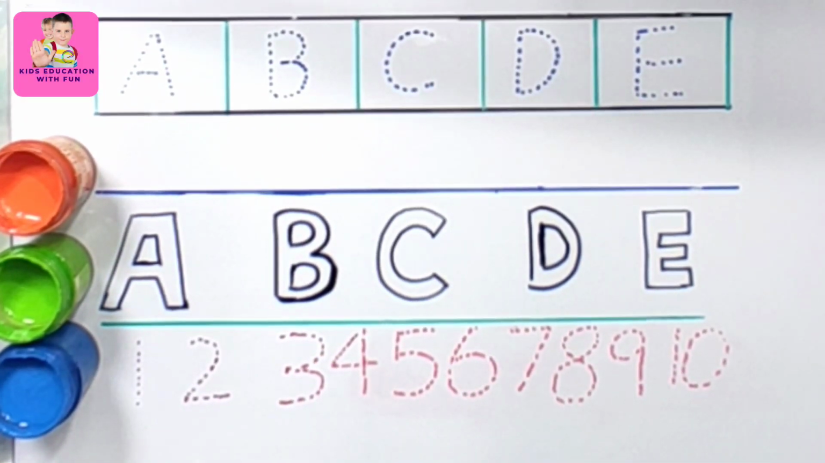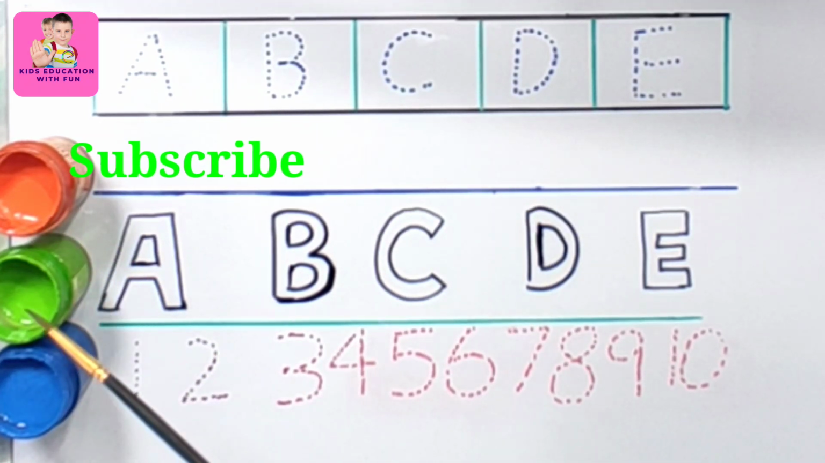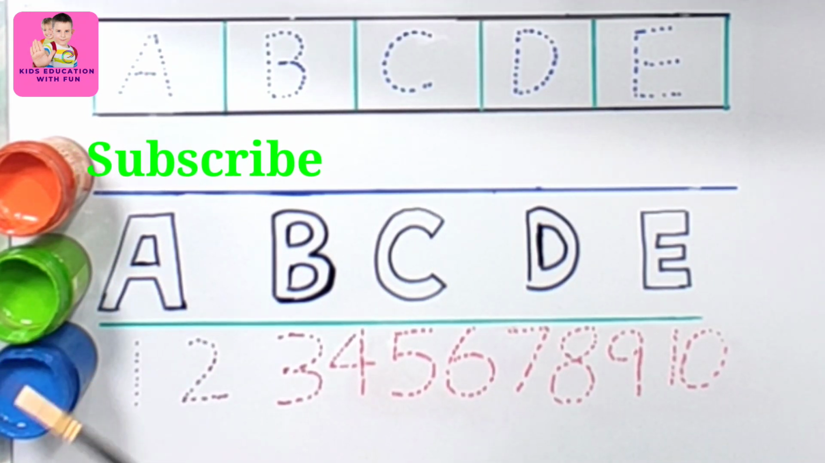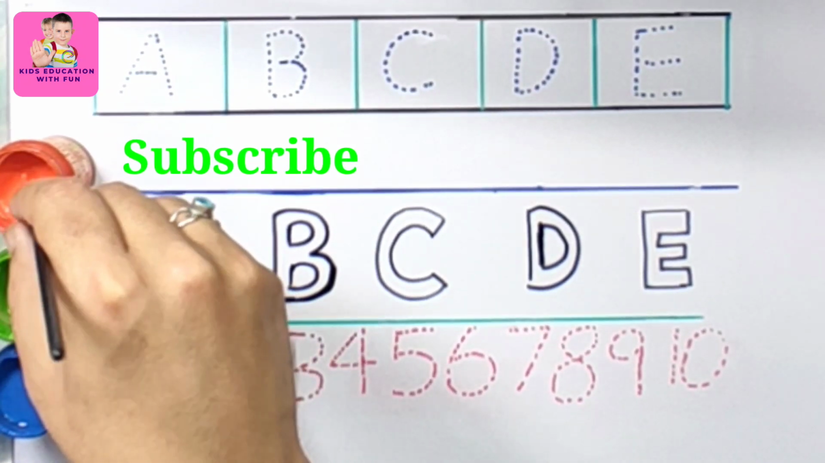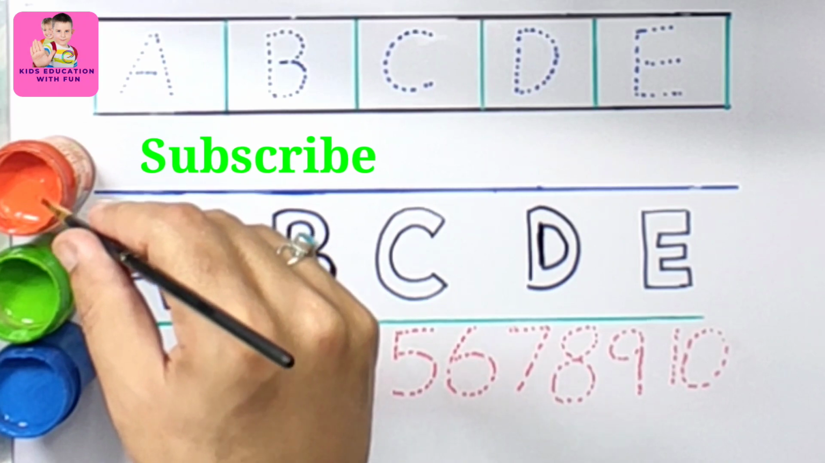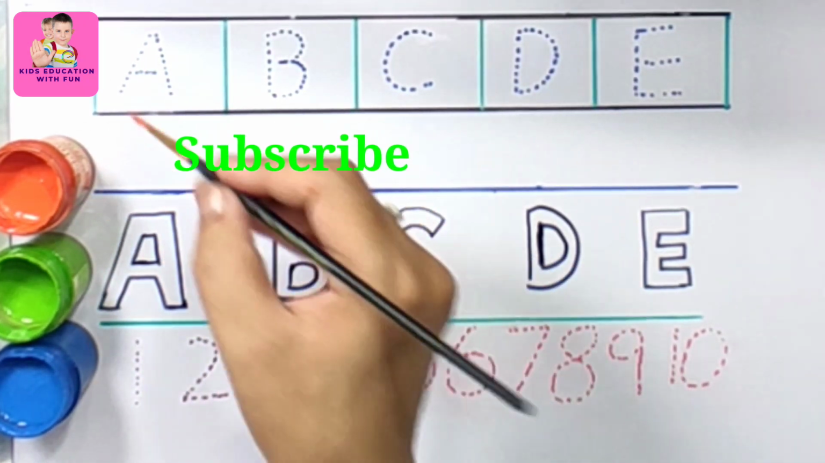Dear kids, today we are tracing letter A to E and also coloring A to E, and we have 10 numbers, so we are also tracing them. We have these colors: orange color, dark blue color and light green color. So let's start. First of all, we are taking orange color, and this is orange color.